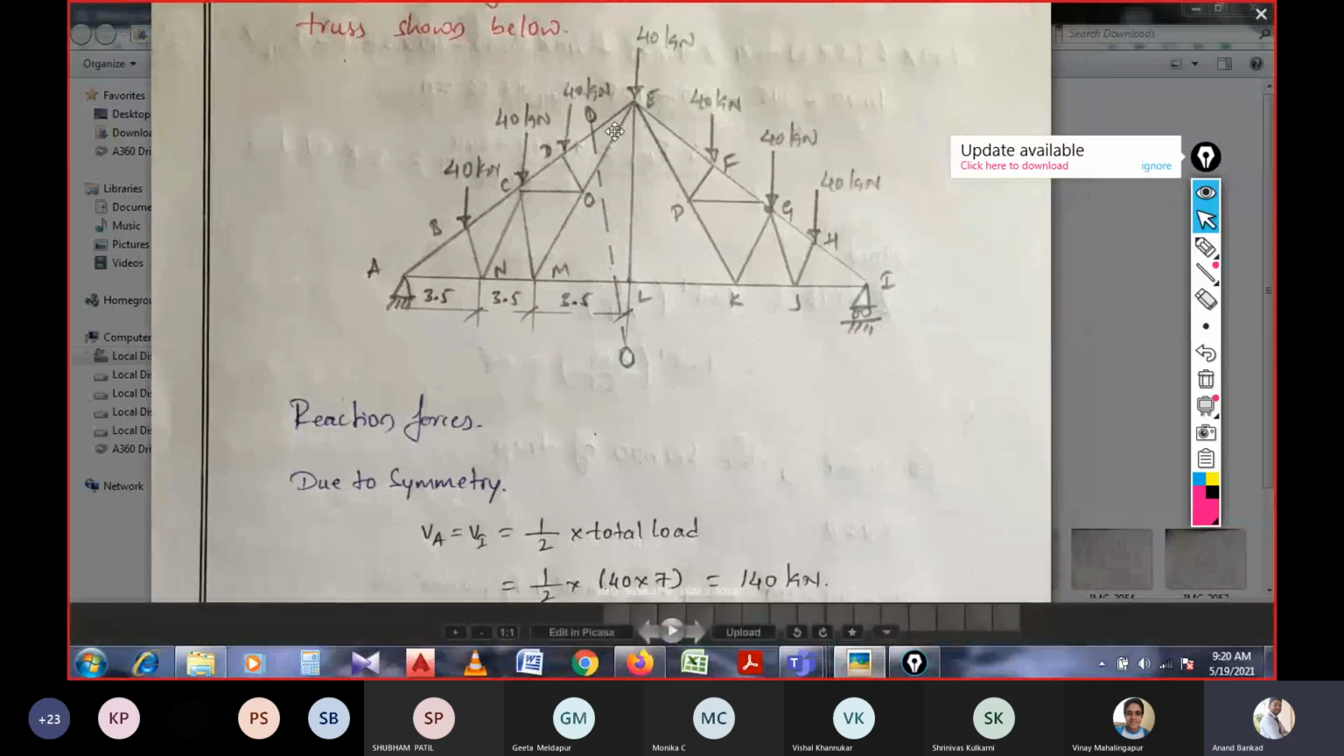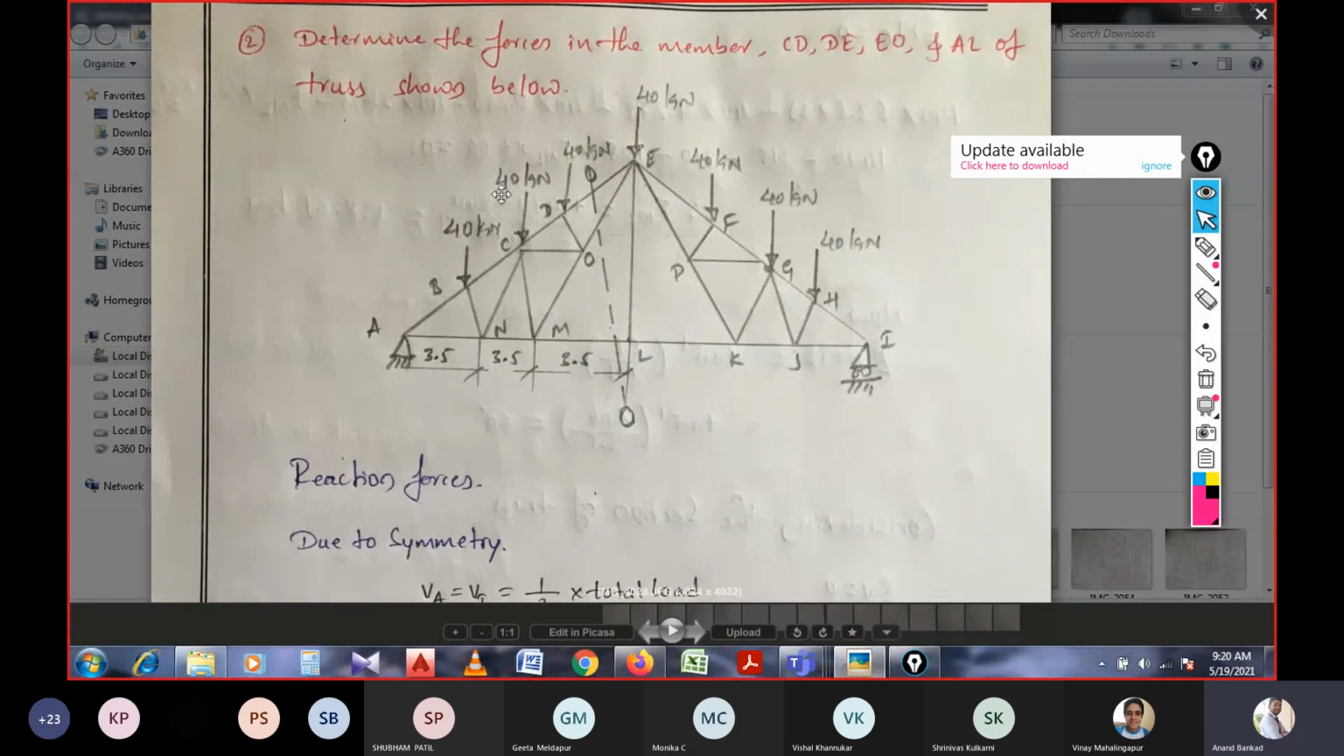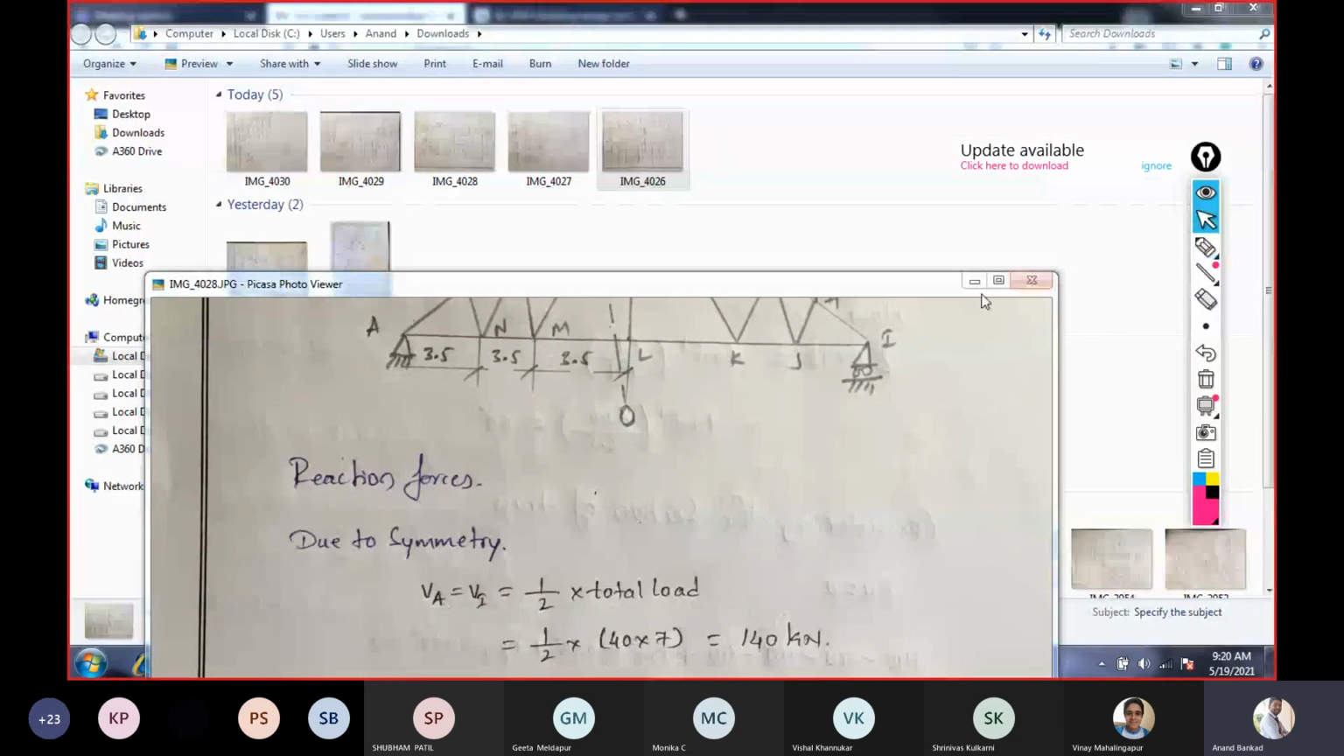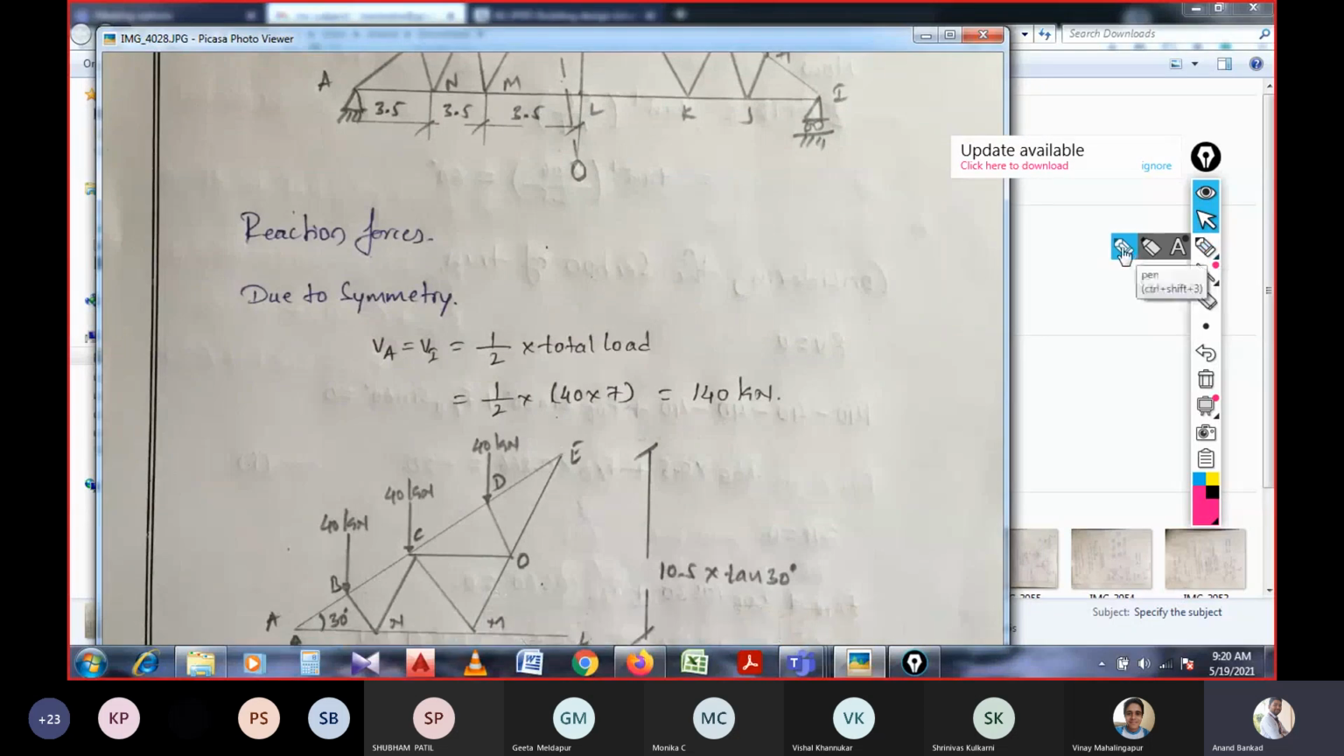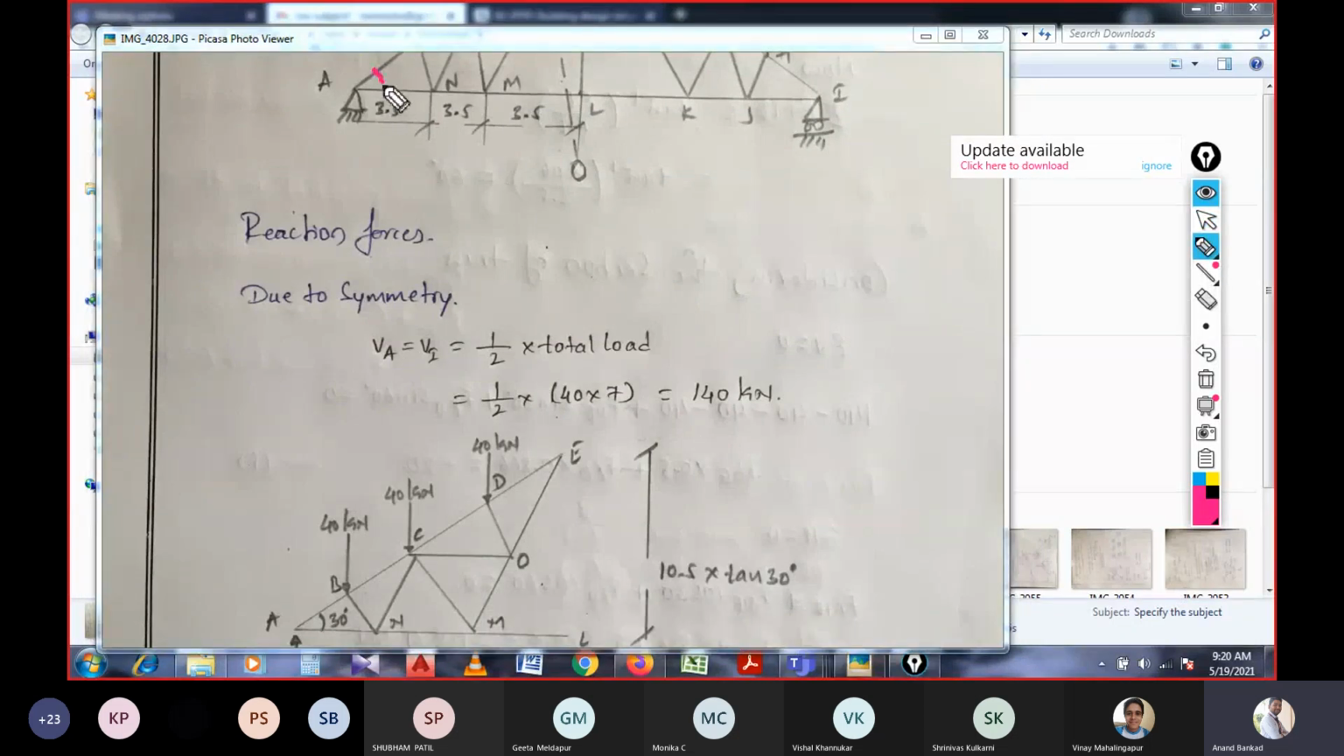In this, if you observe the truss, there are 40 kilonewton forces acting downwards, symmetric about the central axis of the truss, and the distance between the panels is also the same. There is one more piece of data that needs to be considered: here it is given as 30 degrees.